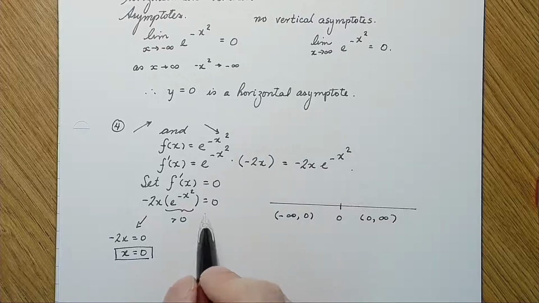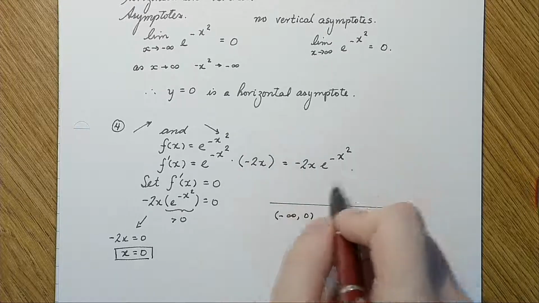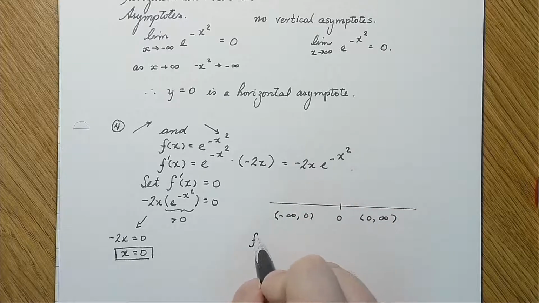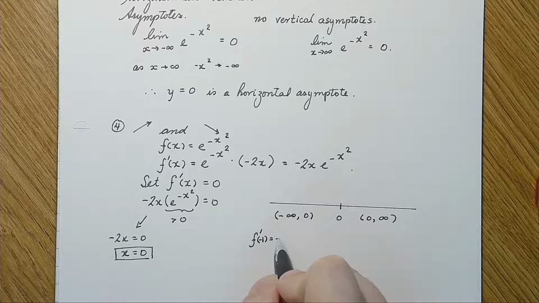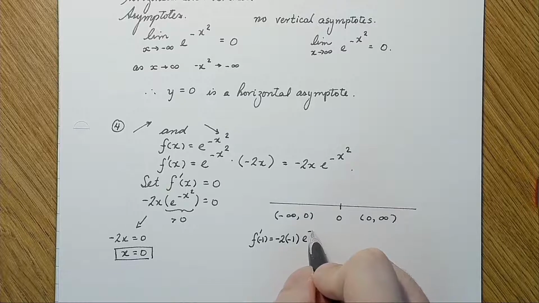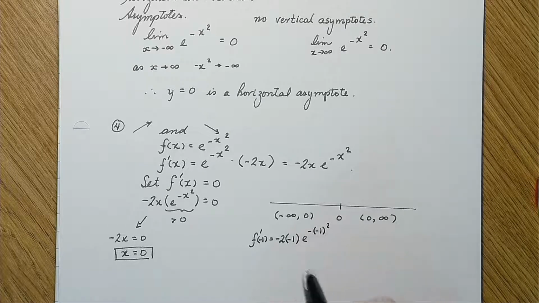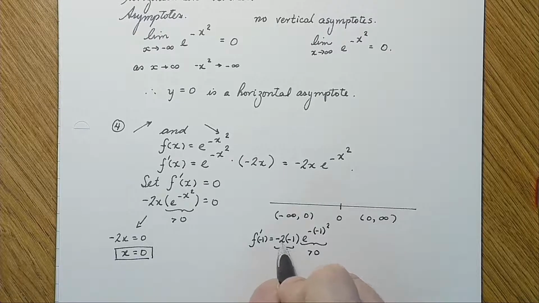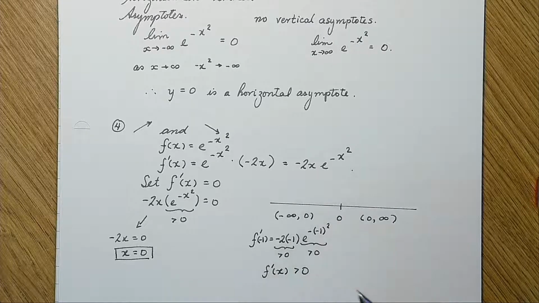So now if I look at that function here, I'm going to pick maybe say minus 1. So the derivative at minus 1. So I get minus 2 times minus 1 times e to the minus 1 squared. I already know that this is positive, and over here, a minus and a minus gives me positive. So that means that this is positive, which means that it is increasing.